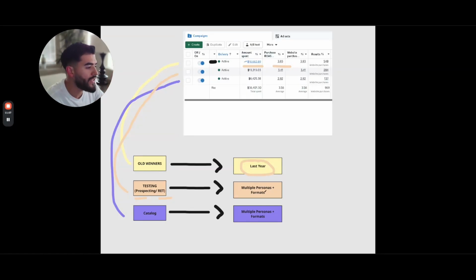And I say multiple formats here because you can test video, you can test static, you can test GIF formats. All those things are going to work. You can even test the AI video stuff if you really want to. So all those are going to work there.